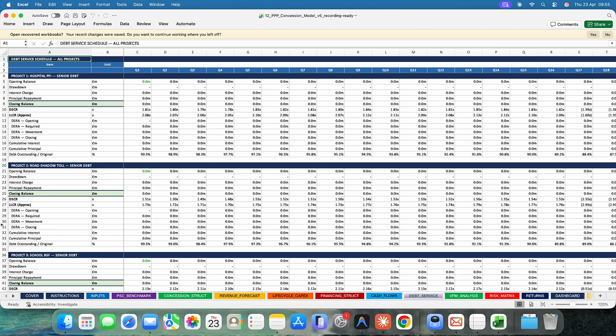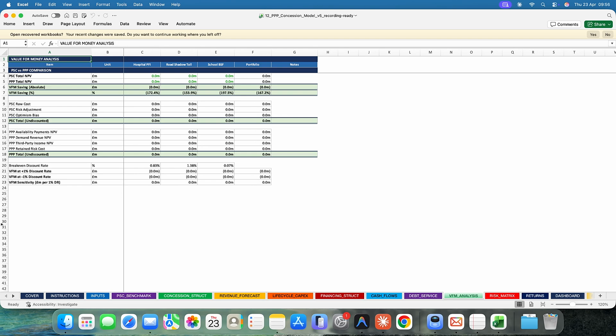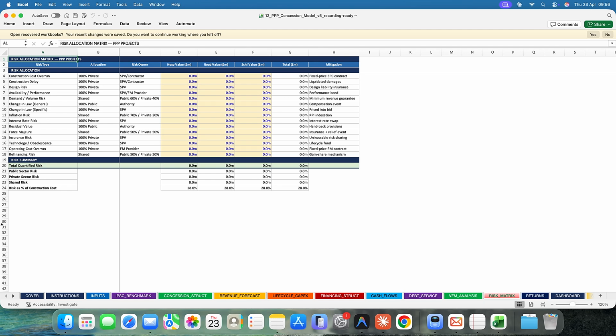Value for money analysis. PPP NPV versus PSC NPV with risk transfer quantification. Competitive neutrality applied. The one number the VFM auditor is going to challenge. Alongside it, the risk allocation matrix. Every project risk, design, construction, operation, demand, inflation, regulatory change, residual value, allocated to the party best able to manage it, priced into the model where appropriate.